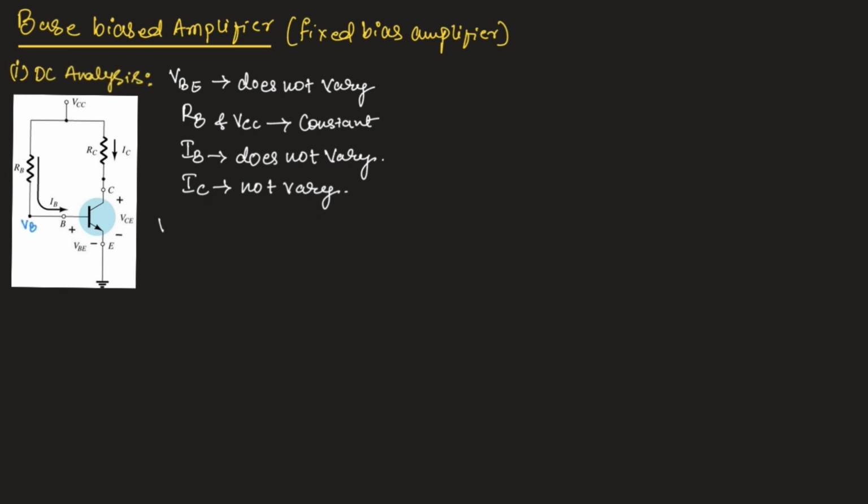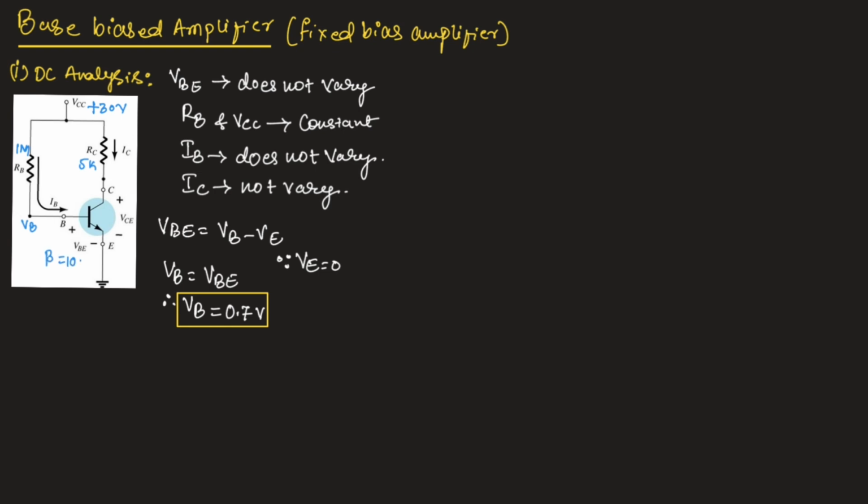We know the voltage VBE can be written as VB minus VE. Since VE is equal to 0 in the circuit, we can say VB is equal to VBE. We know VBE is equal to 0.7 volts. Therefore, we can say the voltage across the base is equal to 0.7 volt. Here, if we take VCC as plus 30 volt, RB as 1 mega ohm, RC as 5 kilo ohm, and let us take beta is equal to 100 for the circuit.